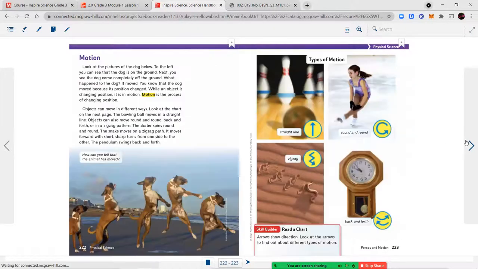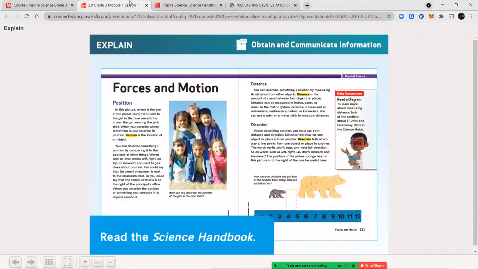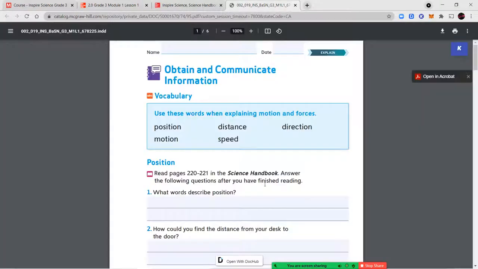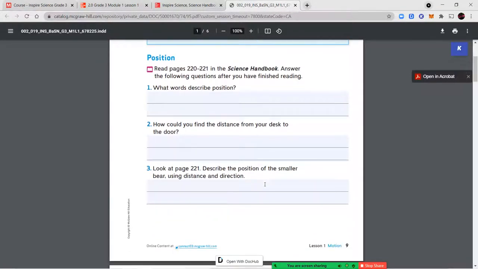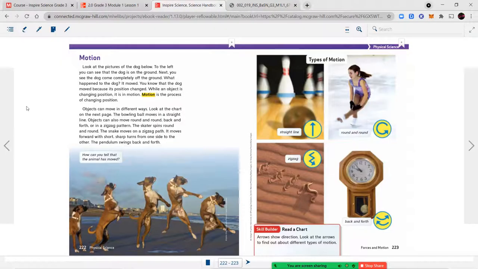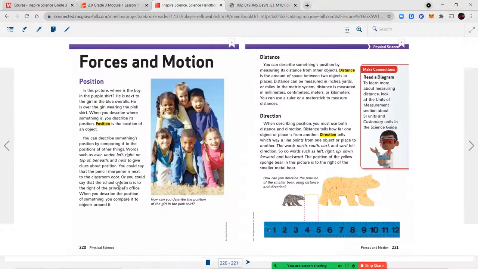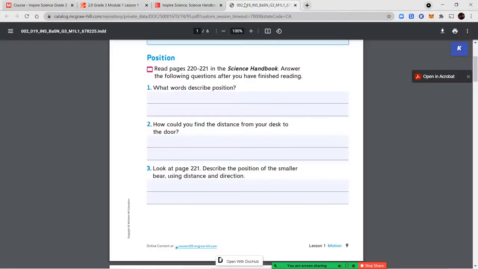Let's go ahead and head back into our workbook. So for page 220 and 221, we read through those pages. What words describe position? If you were to go back, there are several words and examples that they give us to describe position in the second paragraph. Number two, how could you find the distance from your desk to the door? Think about what kind of tools you would use to figure out that distance.